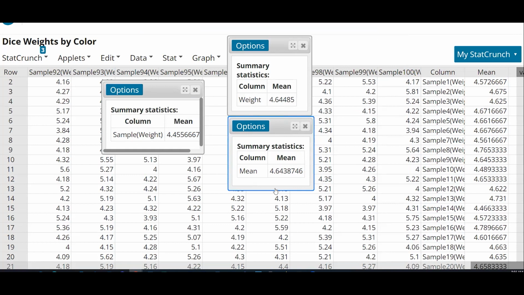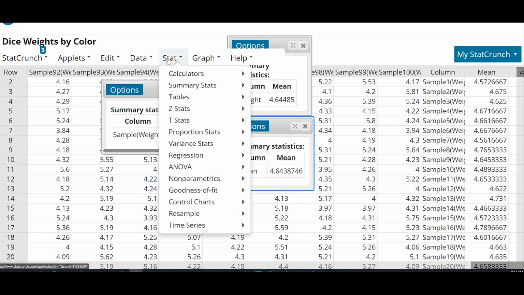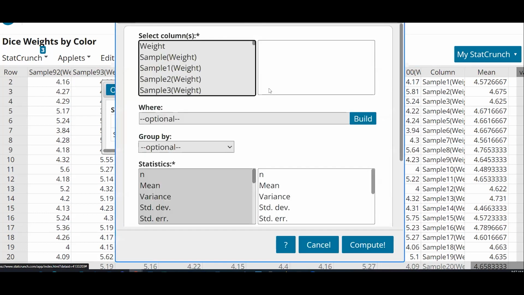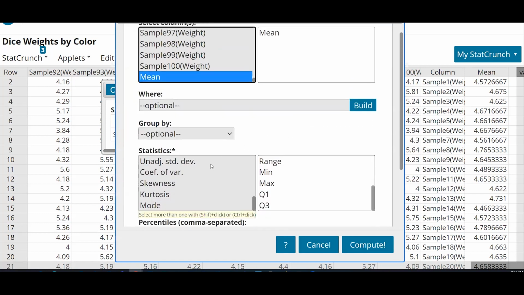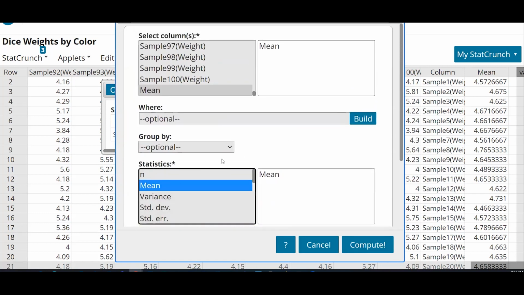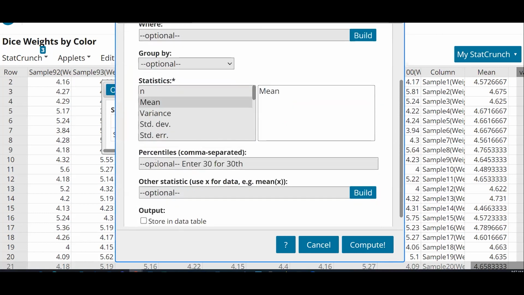So another way to think about estimating the population mean would be, instead of just picking one value, let's pick a range of values. So, let's find the middle 95% of these sample means and see what range I have of my sample means. So I'm going to go to Stat, Summary Stats Columns. I'm going to pick the column that has all of those sample means in it. And then at the bottom here, I'm going to choose percentiles.